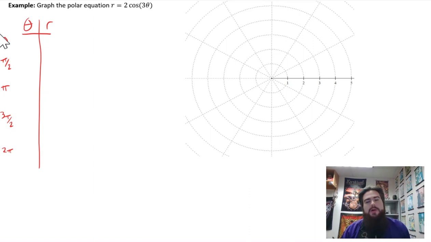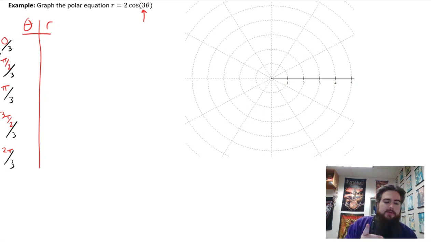The values that I'm going to come up with are based on the value that we see here that is multiplying theta on the inside of our trigonometric function. If I see a number that is multiplying theta, what I'm going to do to my standard set of initial values is take all 5 of those and divide them by 3 first. And I'm going to use those values instead.